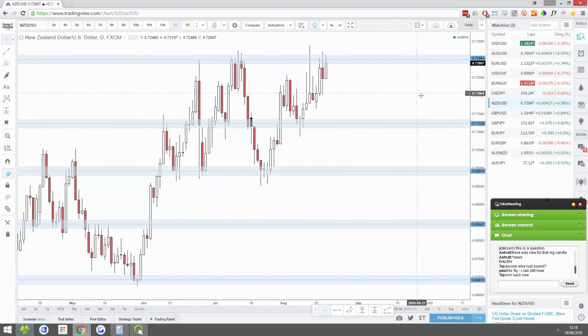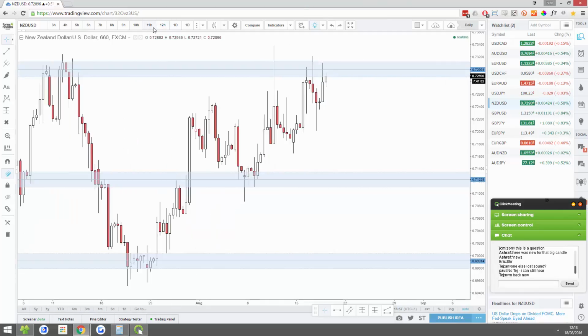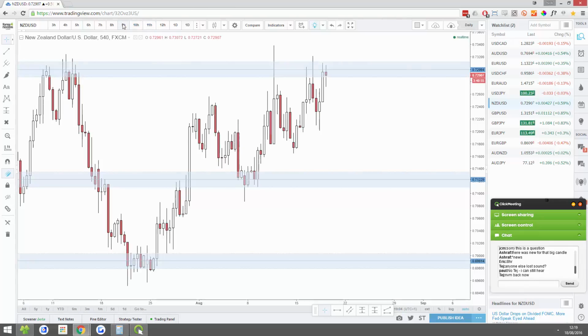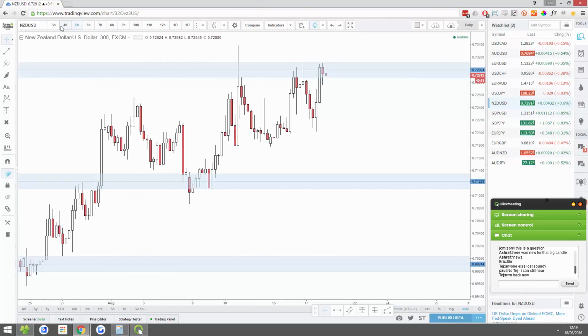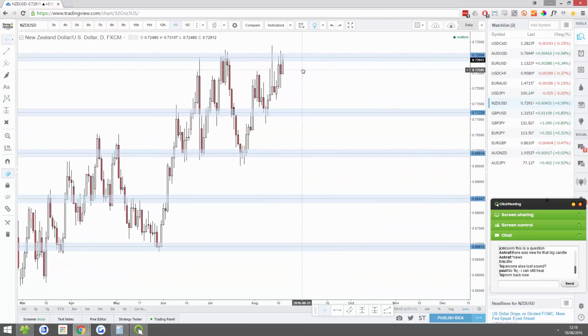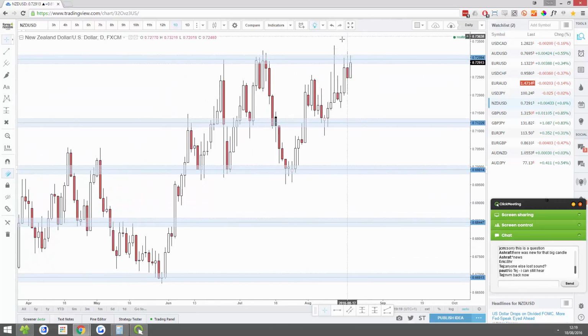New Zealand USD. I think we looked at this potential setup on Tuesday's analysis, but then the news came out, it pulled it back down, so the setup was invalidated. But now it seems to be making another attempt at this level. Yeah, okay. I'm going to keep a close eye on New Zealand USD here.